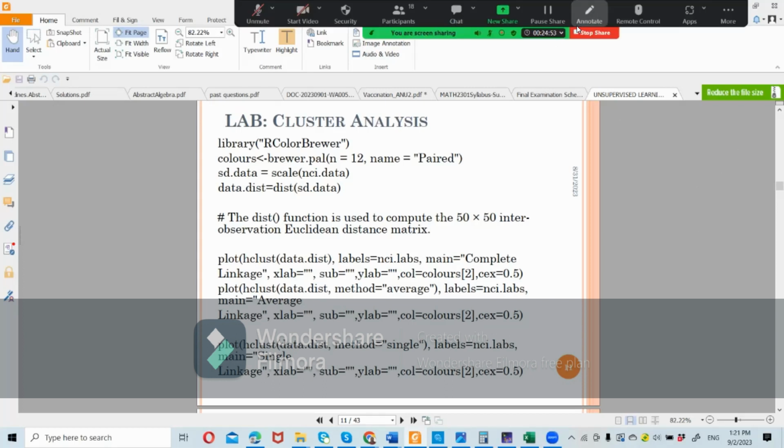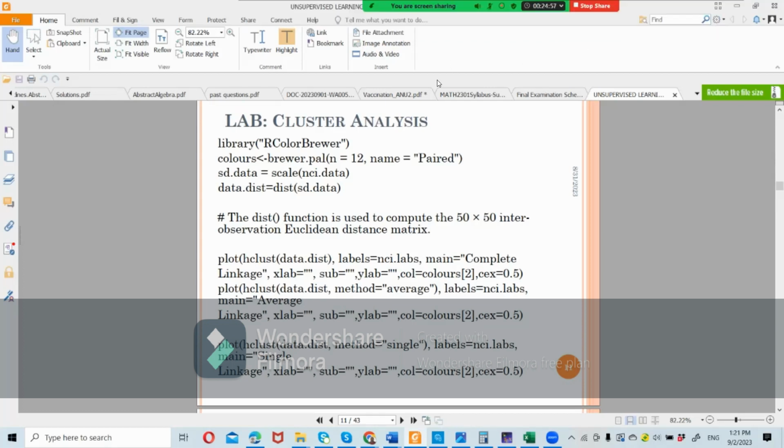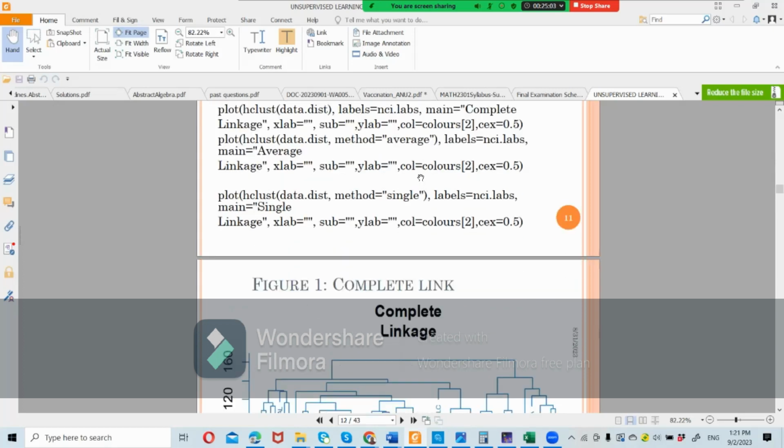Then the next one is average linkage. Then the next one is single linkage. When we get to the lab session, we are going to be doing all that. Okay.